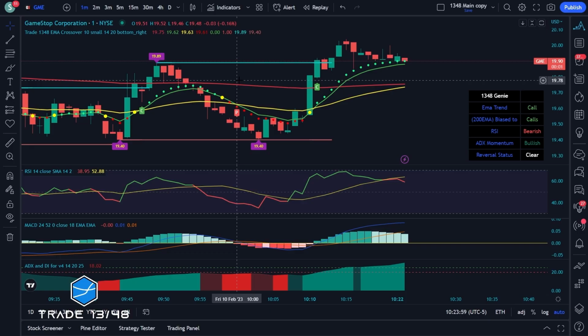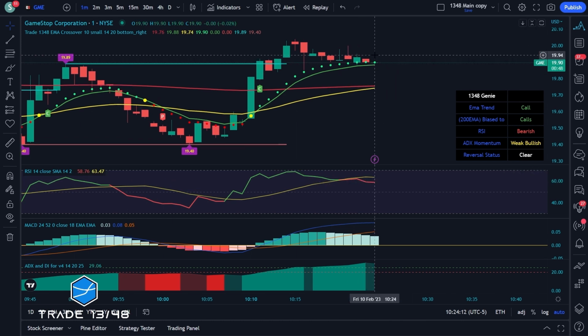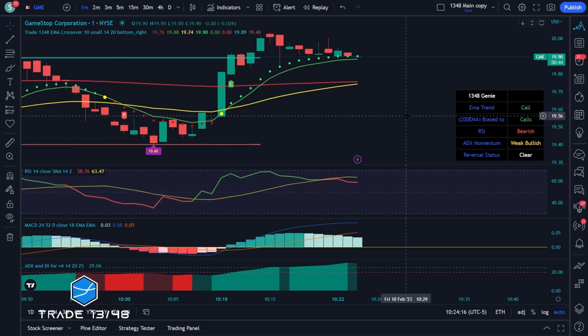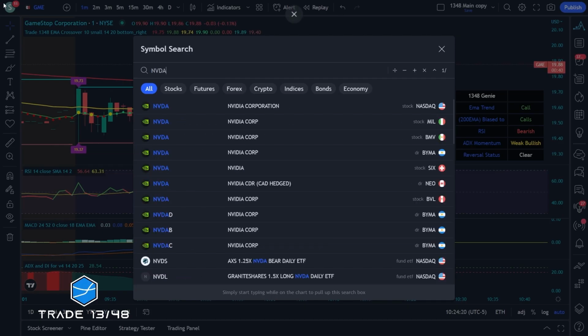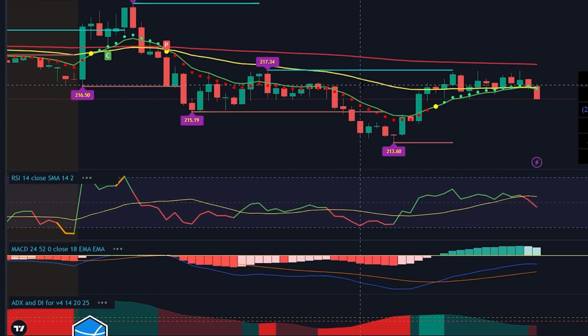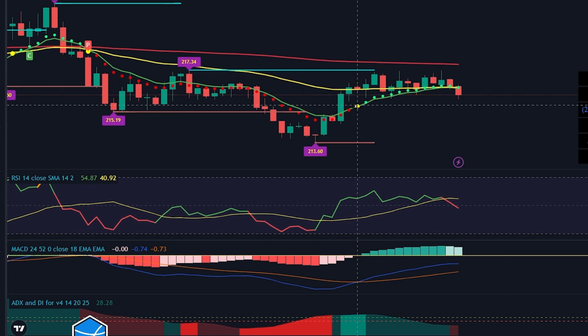Going back to the chart, as you can see, we have GME printing a red candle, currently being supported by the 13, but we expected a red candle by virtue of RSI breaking below its moving average. Let's go ahead and look at some of our community favorites, such as NVIDIA. NVIDIA here, as you can see, traffic light opportunity, probably not going to take it too far away.